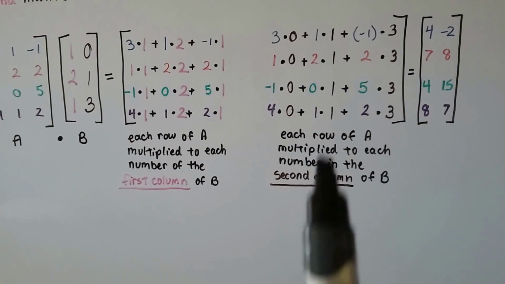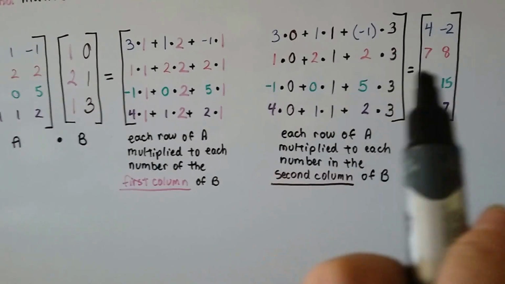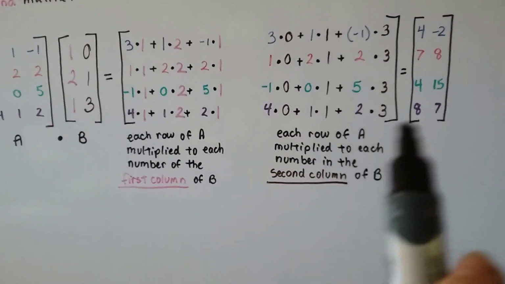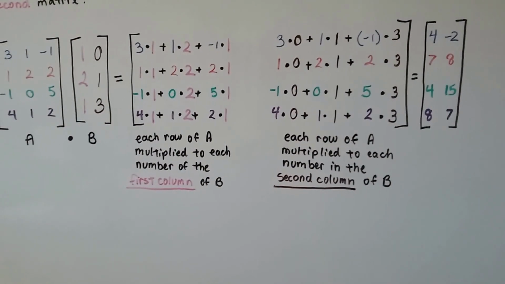We do the same thing for the second column. We add these all up, get a negative 2. These give us an 8, these give us a 15, and these give us a 7. That's our new matrix. That's our product matrix. All right?